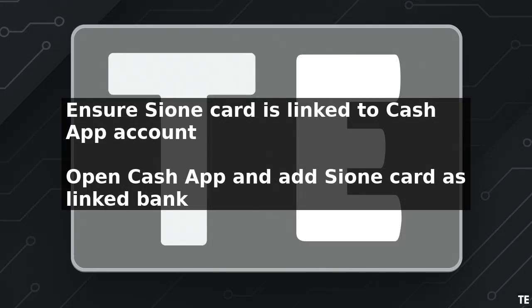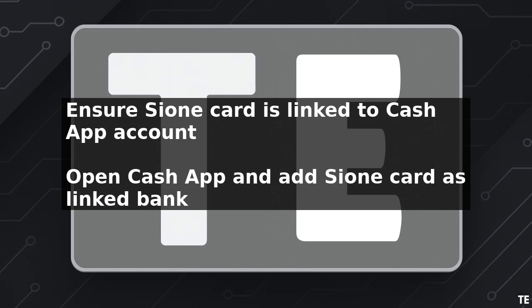To send money from a Smione card to Cash App, you need to follow a series of steps. First, you must ensure that your Smione card is linked to your Cash App account. If it is not, open the Cash App, tap on the profile icon, and select Linked Banks. Then, tap on Link Bank and follow the prompts to add your Smione card.